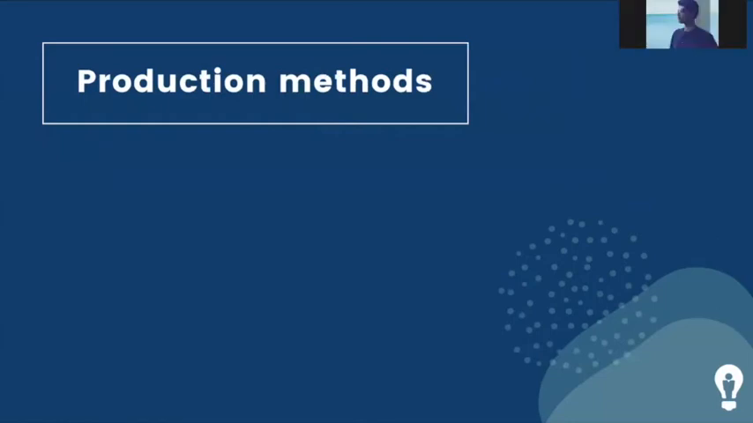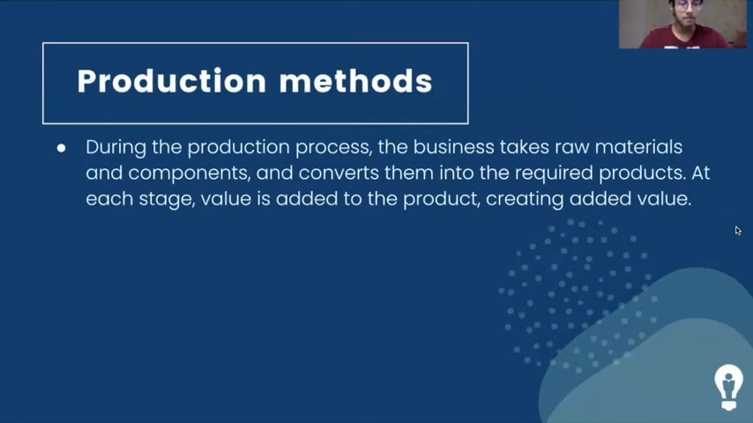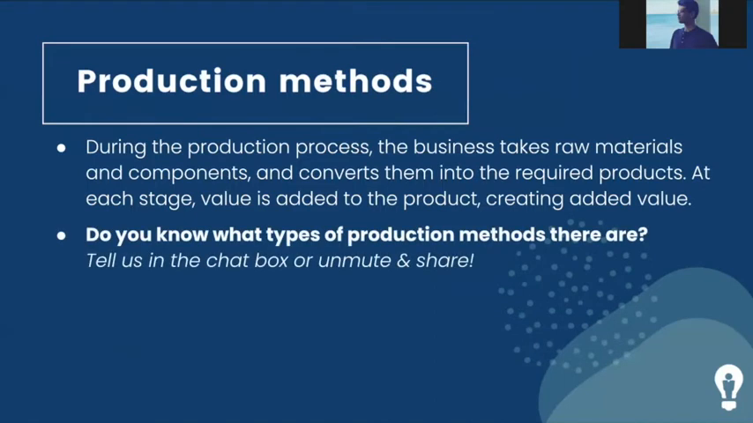Production methods. During the production process, the business takes raw materials and components and converts them into the required product. At each stage, value is added to the product, creating added value. Do you know what types of production methods there are? Tell us in the chat box.